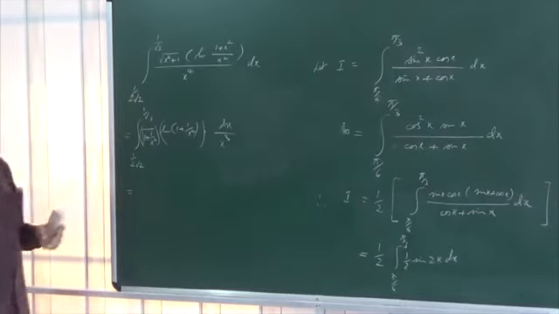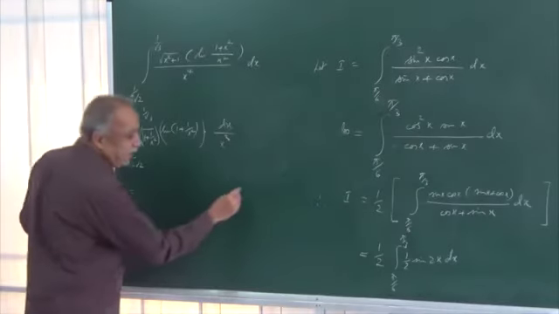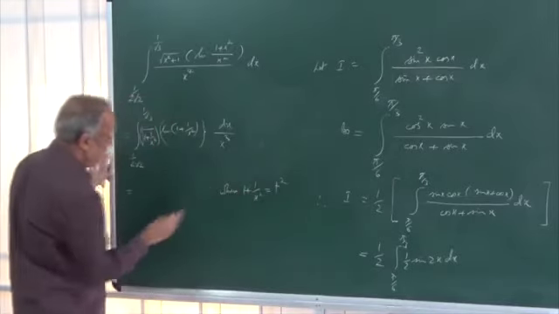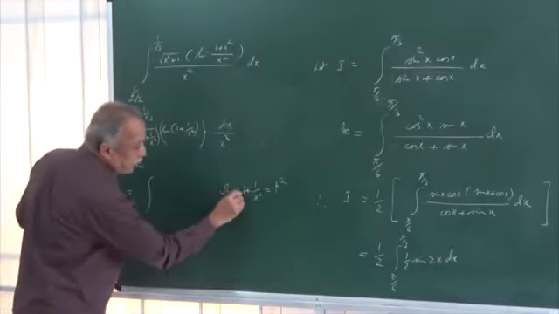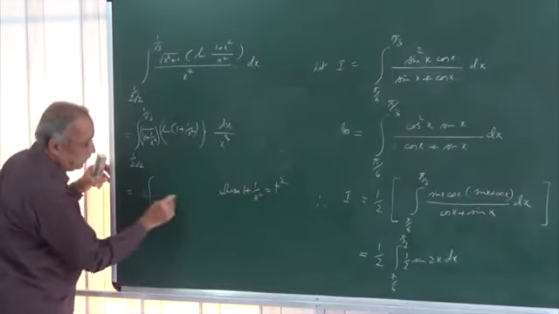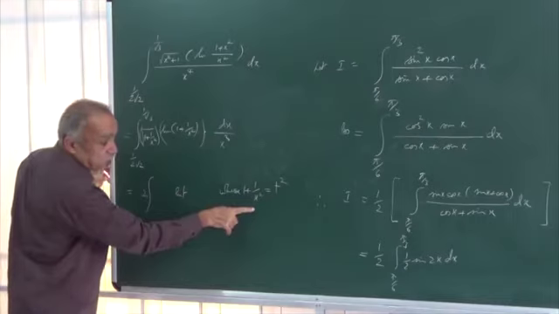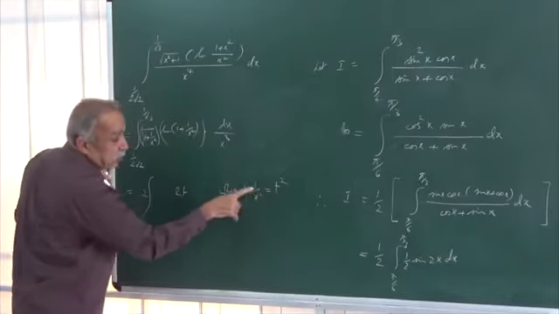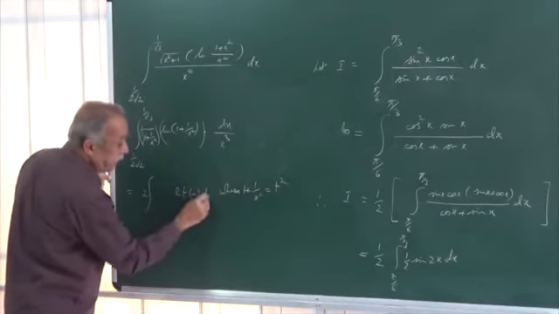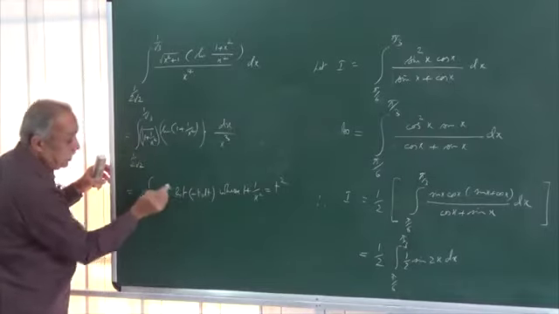Immediately we find a convenient, workable substitution. The substitution we apply is 1 plus 1 by x square equal to t square. The integral becomes log t square, which is 2 log t. Here, dx by x cube: minus 2 by x cube dx is 2t dt, so minus 1 by x cube dx will be t dt. This is minus t dt. What about this portion? Root of 1 plus 1 by x square is t.